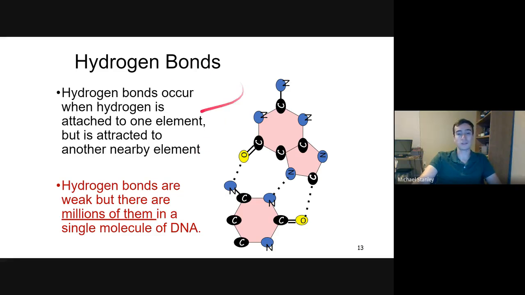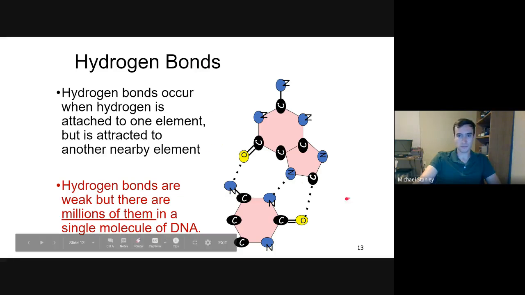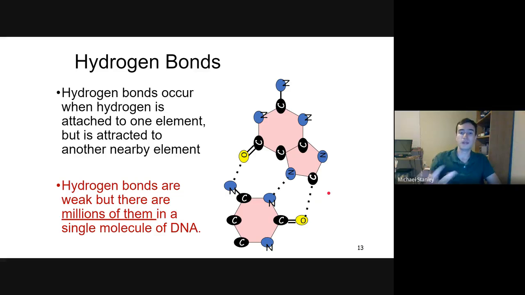So again, hydrogen bonds are very weak. CG has 3 of them. AT has 2 of them. That's not really super important. That just kind of happens due to how their structures are set up. But they're able to hold the DNA molecule together just by having so many of them.